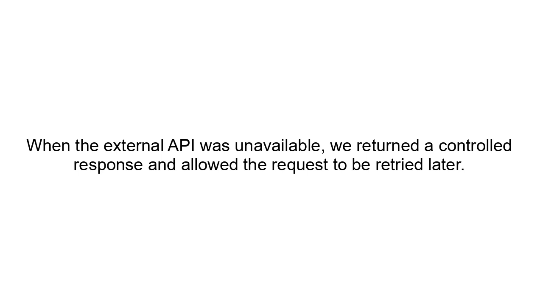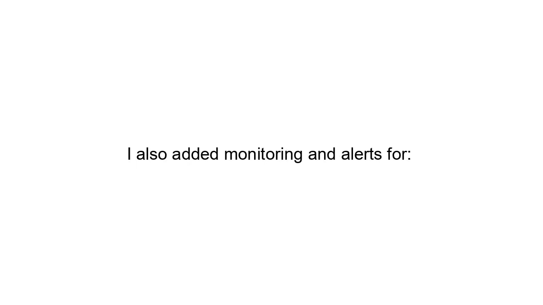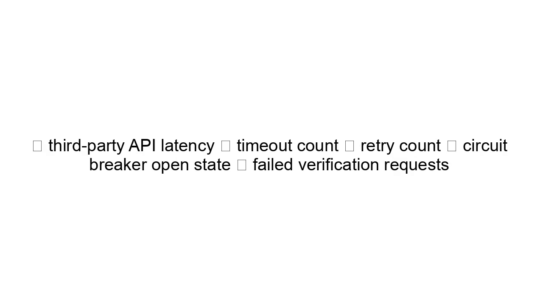When the external API was unavailable, we returned a controlled response and allowed the request to be retried later. I also added monitoring and alerts for third-party API latency, timeout count, retry count, circuit breaker open state, and failed verification requests.